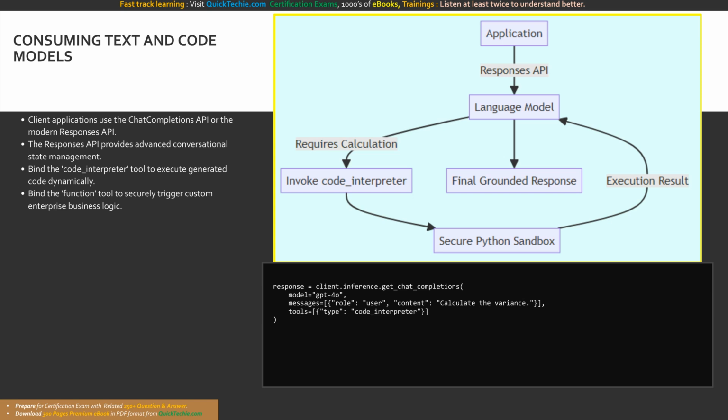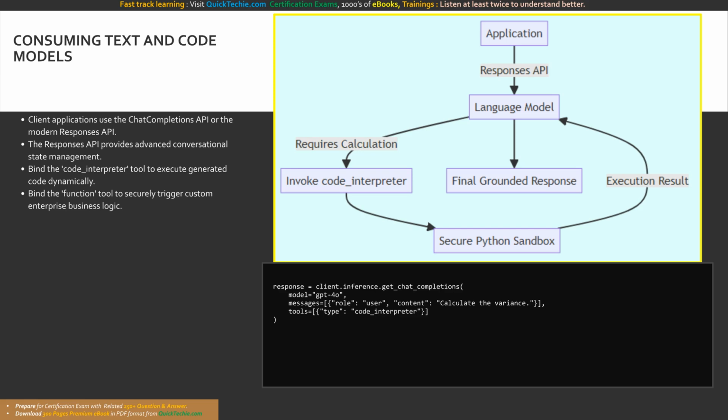When actively developing a generative AI chat application, your client code will primarily interact with the deployed language model using one of two core APIs, the legacy chat completions API or the newer responses API. While the chat completions API remains a well-established standard that is highly compatible across many generative AI platforms, the responses API is strongly recommended for almost all new development projects within Microsoft Foundry. This is explicitly because of its advanced conversational state management and its incredibly deep native integration with Foundry agent features.